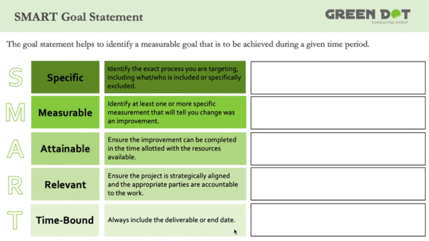An effective way for clarifying your project's goal is to use the SMART aim statement format. SMART is an acronym that stands for specific, measurable, attainable, relevant, and time-bound. In the next slides, we'll dive into each element of the SMART aim statement and talk further about what these components are and how to complete them effectively.